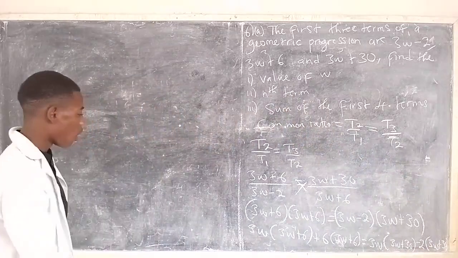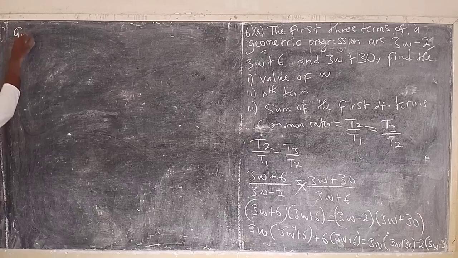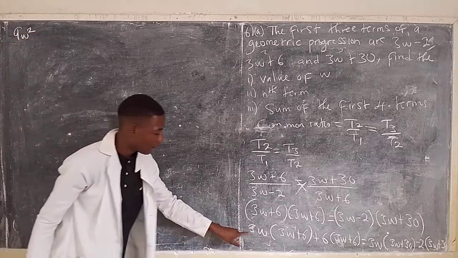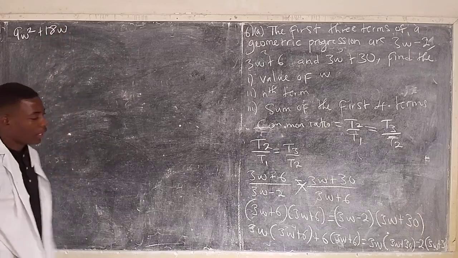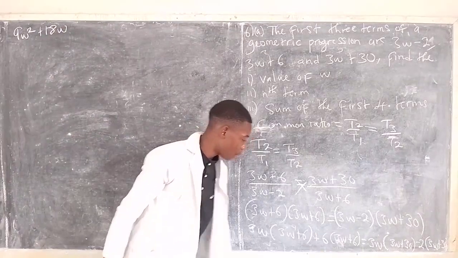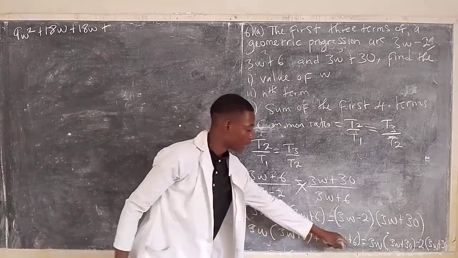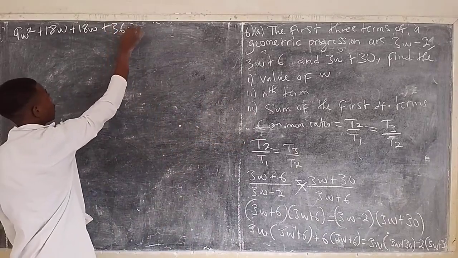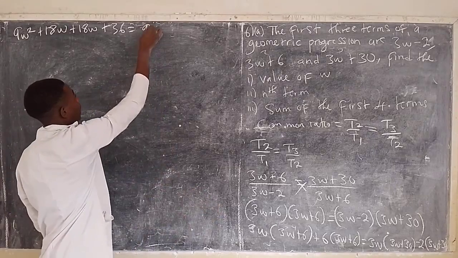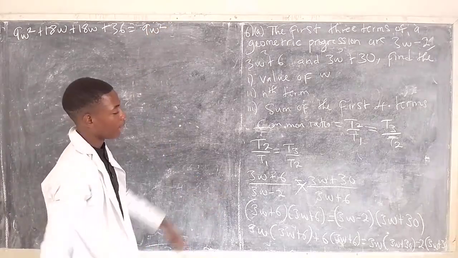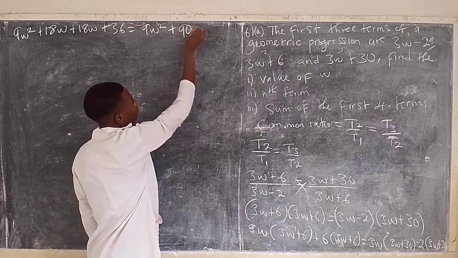So with this, we can now multiply. So we have 3w times 3w, we have 9w squared. Then 3w times 6, we have plus 18w. Then we have plus 6, by this we have 18w, plus 6 by 6 gives us 36. Should be equal to 3w by 3w. On the other side we have 9w squared. Then 3w times 30 gives us 90w.